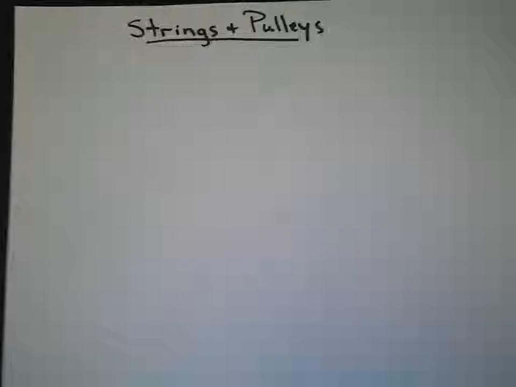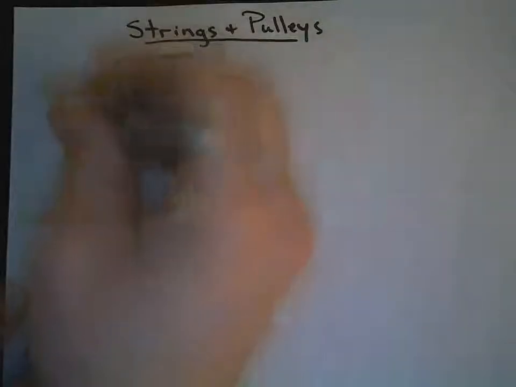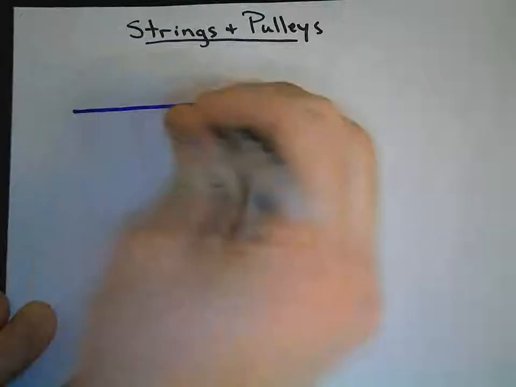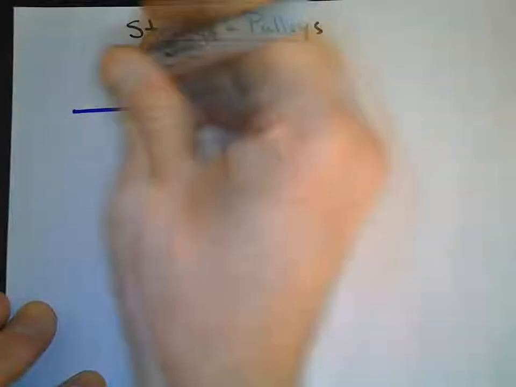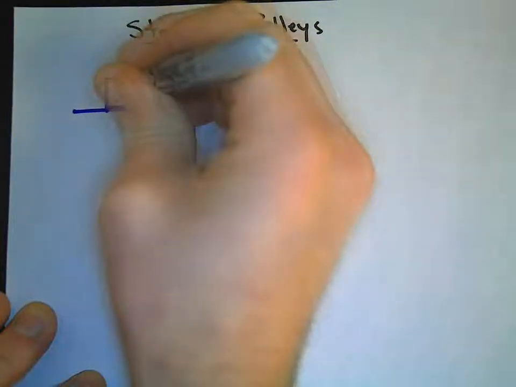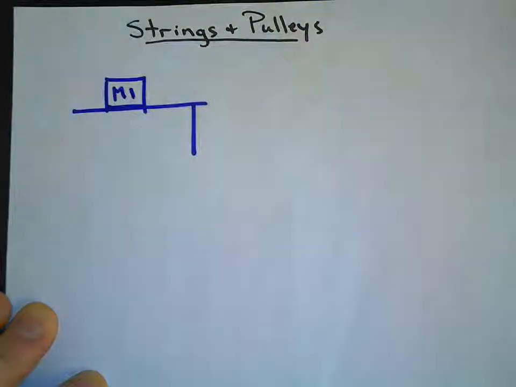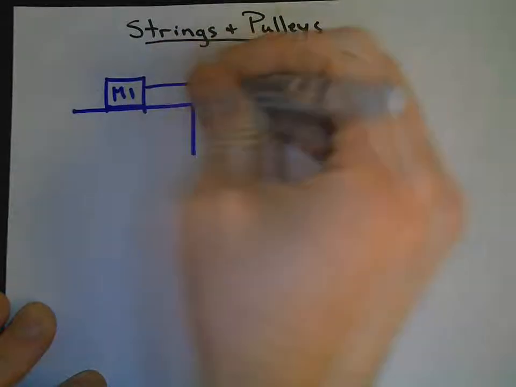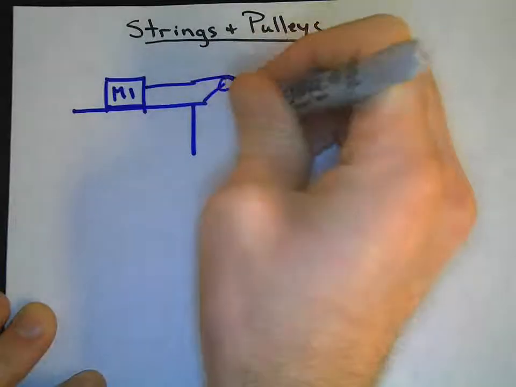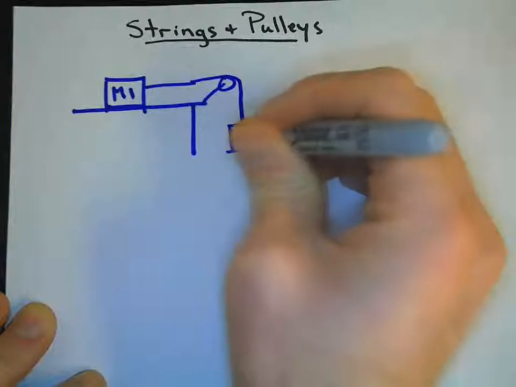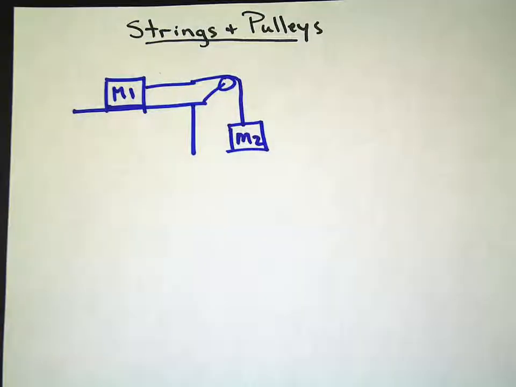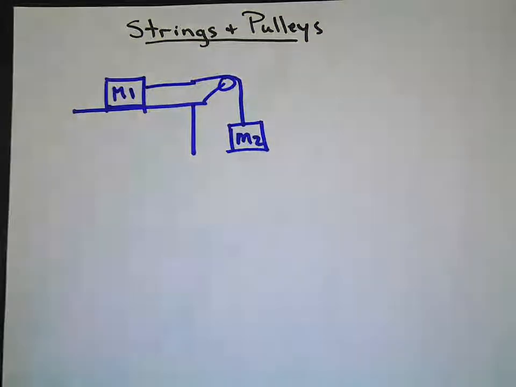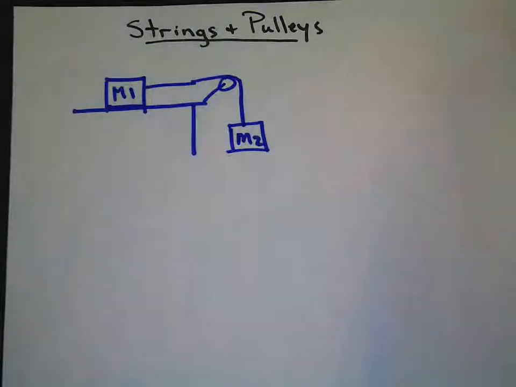We're looking today at strings and pulleys. And really, in a pulley system, what do we have? We might have some mass M1 connected by a string over a frictionless pulley, and we might have some mass M2 hanging over that pulley. So generally, we have these two masses connected by a string, and generally the system is free to move.